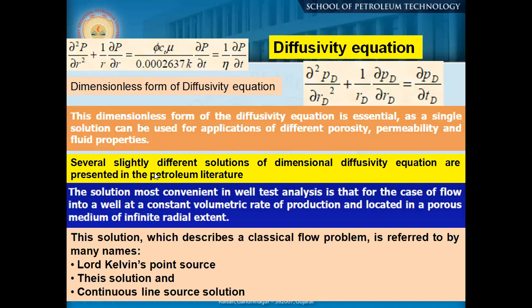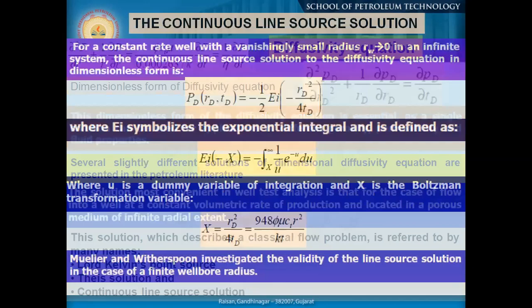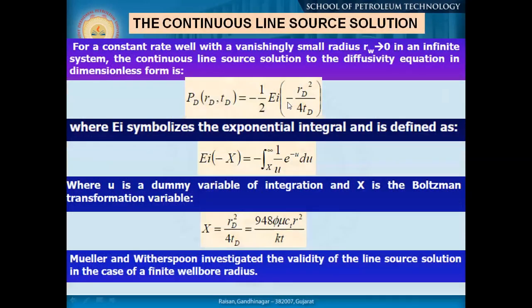Several slightly different solutions of the dimensionless diffusivity equation are presented in the petroleum literature. The important ones are Lord Kelvin's point source, face solutions, and the continuous line source solution. That means people try to solve it in different ways, and in many cases they come to more or less similar results when your parameters are within a specific range. Okay, this is higher mathematics.